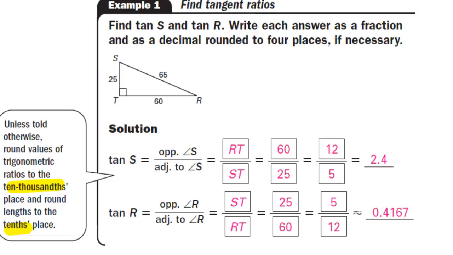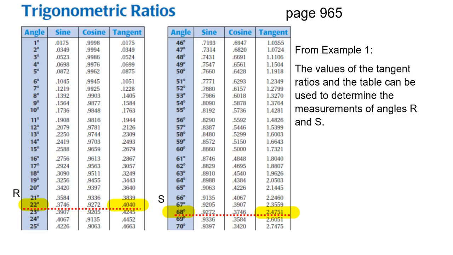So what are the values for our trigonometric ratios? 2.4 and 0.4167. Going back to what we saw in the previous videos about similar triangles, this ratio is going to be true for any size triangle that has the angle measurements that created this triangle. In our book there's a table of trigonometric ratios, page 965, and I can use that.